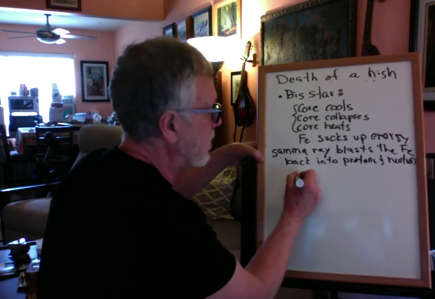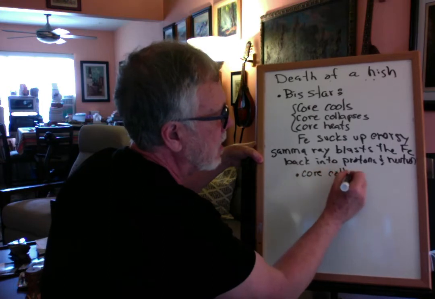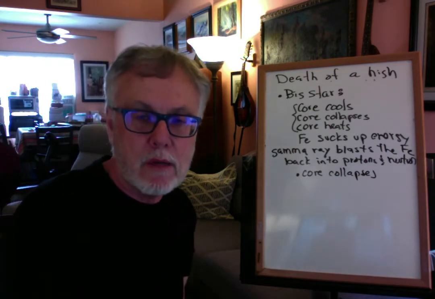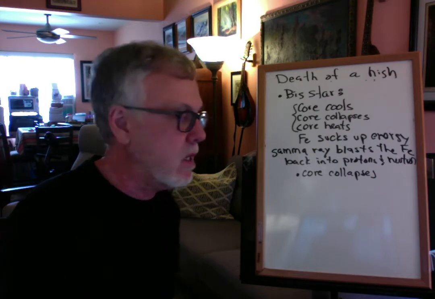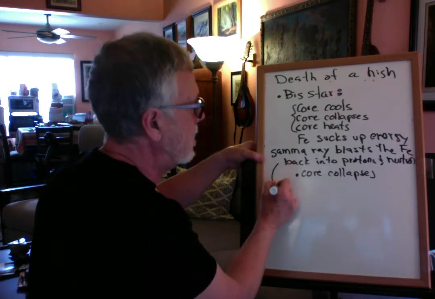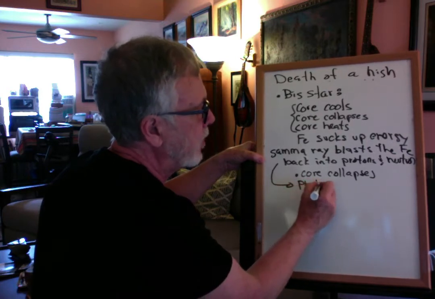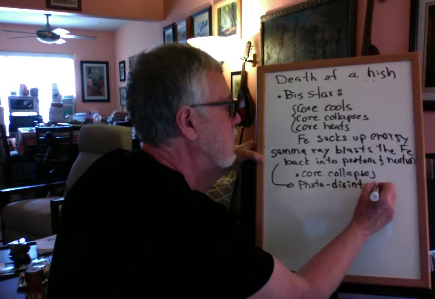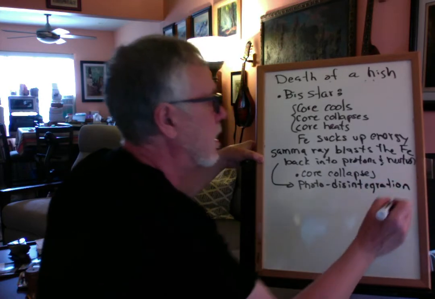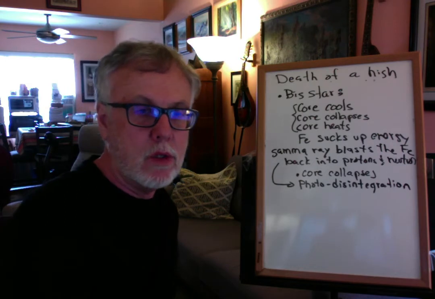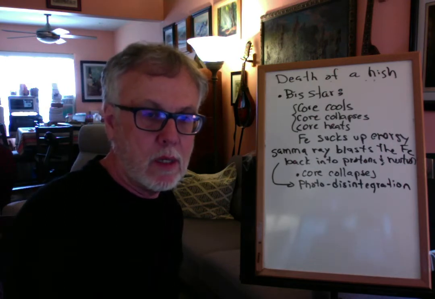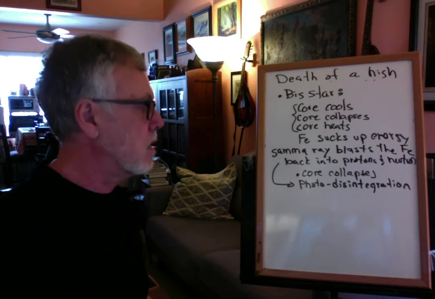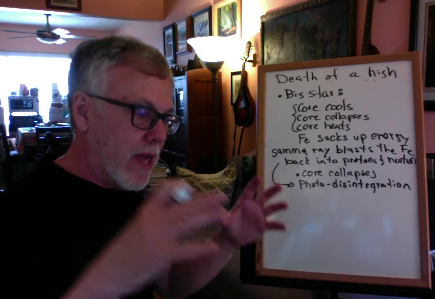And then, guess what? The core collapses, because now there's no fuel at all, of any great preponderance, in the core to counter gravity. By the way, this process has a name. It's known as photo, that means light, photodisintegration. Make sure you write this down: photodisintegration. That's where high energy gamma rays blast the nuclei of iron, with a whole bunch of protons and neutrons, and basically blast them back into just being separate and alone. And the core collapses.